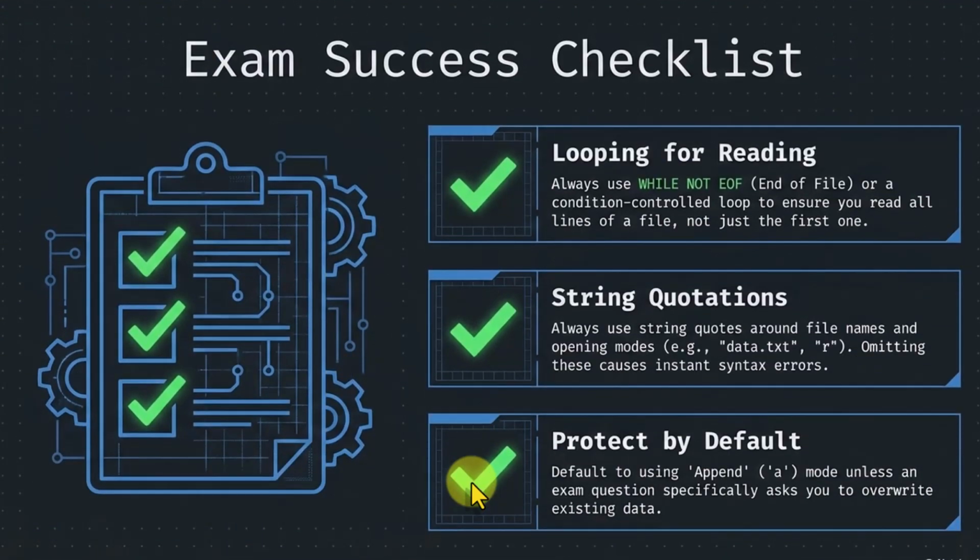Some tips for your exam: looping for reading. Okay, always use while not EOF, that is end of file. It means while not end of file, read line, do this, read line, do this. Okay, so that is a condition controlled loop to ensure you read all lines of a file, not just the first one. Okay, then string quotations, always use string quotes around file names and opening modes in your code, specifically in Python. Okay, so the file name inside quotation marks and the mode as well inside quotation marks. Okay, so omitting these causes instant syntax errors.